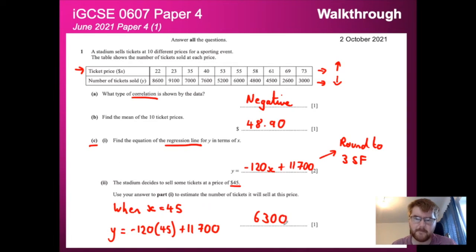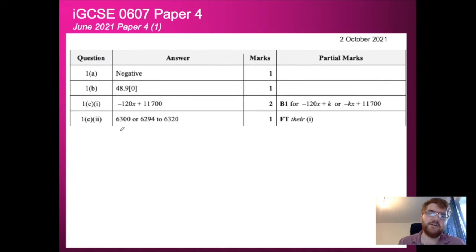And if we look at the mark scheme for this question, you'll notice they give you a range of answers for part 2. So you can see I just used this answer, 6,300. But again, if you use a more specific number, so for example, your gradient minus 119.7, whatever it was, you'll still get an answer that falls within the category. So you get nice 2, 3, 4, 5 marks here. Nice warm-up question on a paper 4.